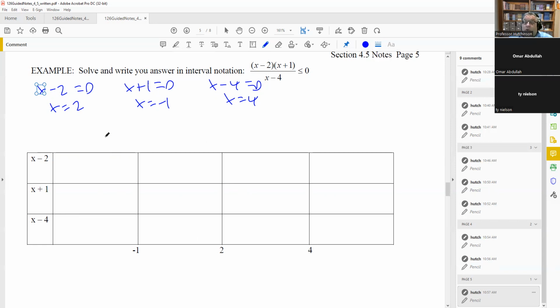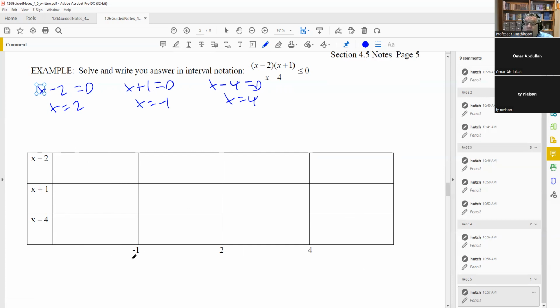Notice that I always have one more column than the number of zeros that I have. Each of these values we got, there's 3 of them, but notice I need to put 4 columns on this because you want to include the region before the -1 and after the 4 and all the ones in between. So that's why you want to make sure you set the table up correctly for that.